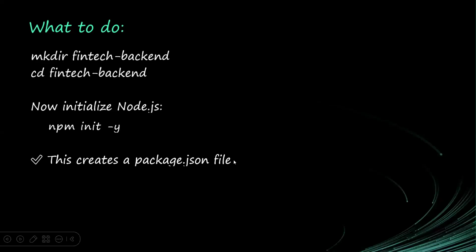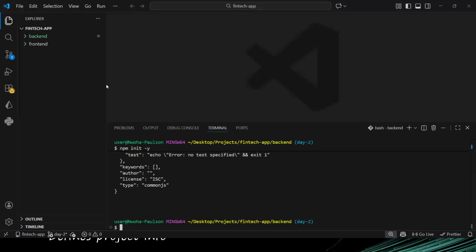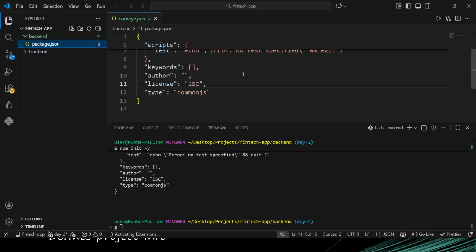Then the next thing is to go to the package.json file. The package.json file tracks dependencies, it stores project scripts, and it defines project info. So open your backend, click on the package.json file. This is what we have here.